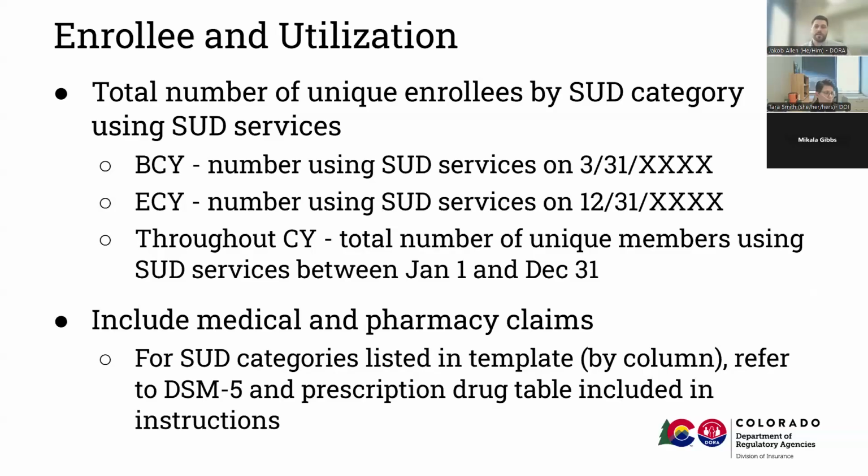The division is very much aware that these counts are not going to sum to equal each other due to the difference in utilization throughout the year. And then we are expecting and requesting that carriers are including both medical and pharmacy claims in this information. The same points apply as previously. We are asking that carriers report out by SUD category as well as substance use disorder services overall. If the carriers are not able to report on this specific information, then NA should be inputted where available.